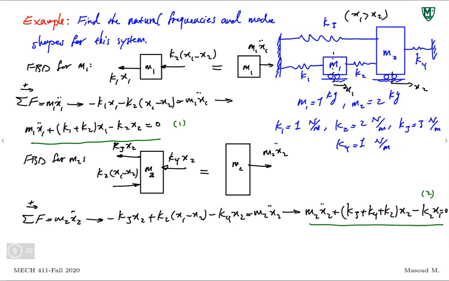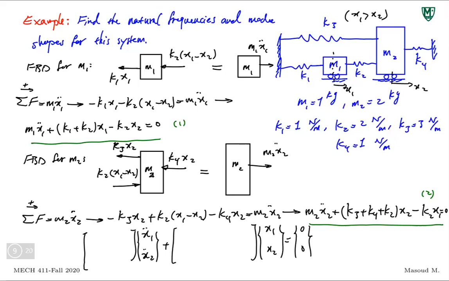Now let's just convert that into matrix form. That's what we need to do in order to find eigenvalues and eigenvectors. Eigenvalues give us natural frequency, and eigenvectors are going to be mode shapes. So rewriting this, we have the mass matrix there, X1 double dot, X2 double dot. We have the stiffness matrix there. I'm going to make it a little bigger. X1, X2 is equal to the force vector. There is no external force applied to the system, so 0 and 0.